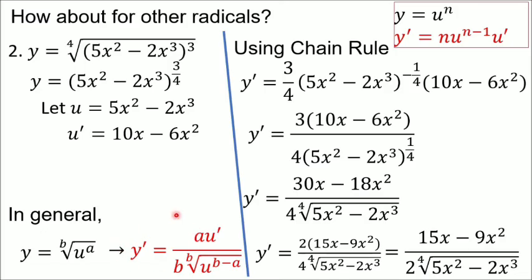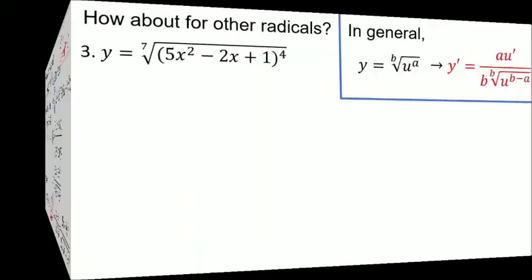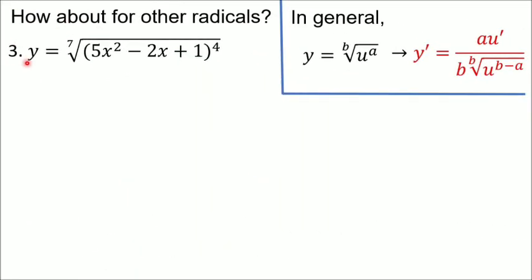And then from this formula, okay, let's have another example na ipapakita natin na pwede talagang direct na yung magiging sagot using this formula. We don't have to use this chain rule again. So let's have this example. Number 3, y equals the 7th root of the quantity of 5x squared minus 2x plus 1 raised to the power of 4. Okay? From our general formula na nabuo, ito na yung ating gagamitin.